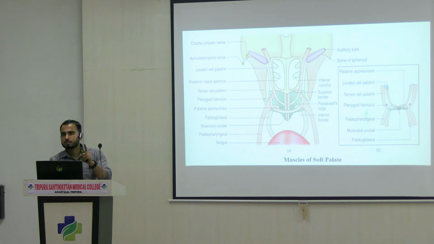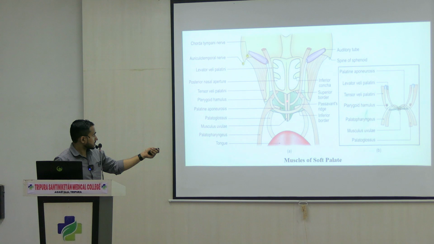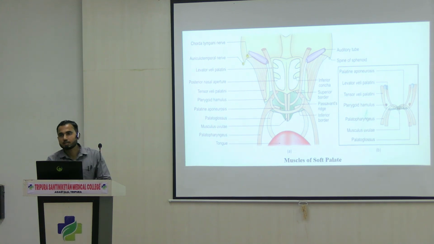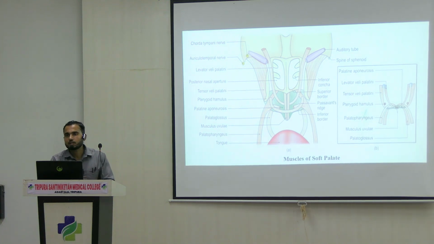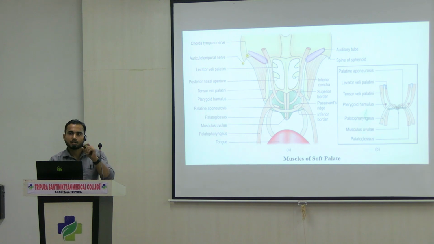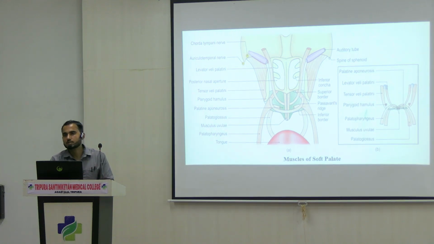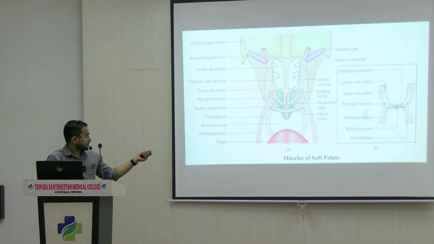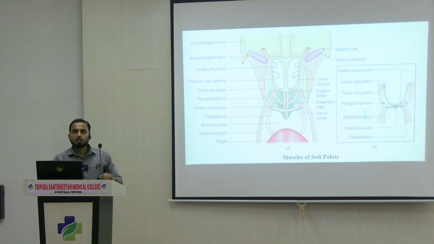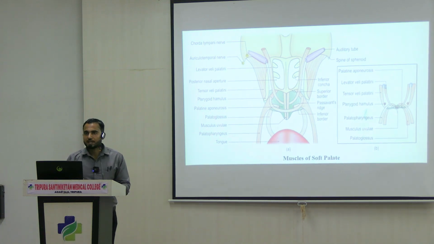Next, only one intrinsic muscle is there, that is called musculus uvulae. As you can see, this is the musculus uvulae. Now, what is the origin? The origin will be the posterior nasal spine and the palatine aponeurosis, and the mucosa of the uvula is the insertion of the musculus uvulae. So these are the muscles of the soft palate.